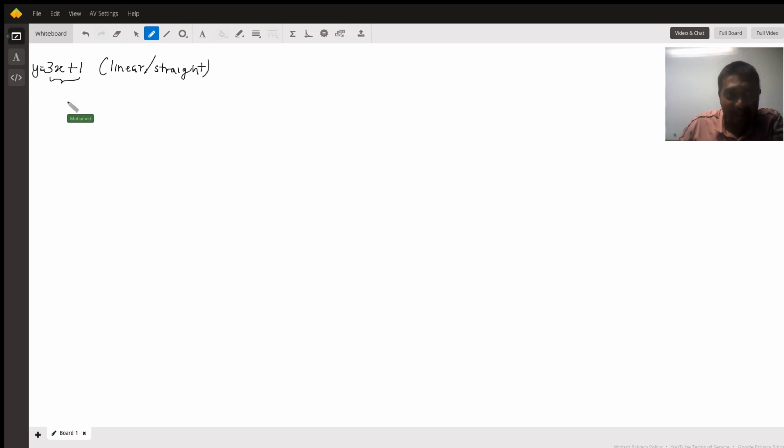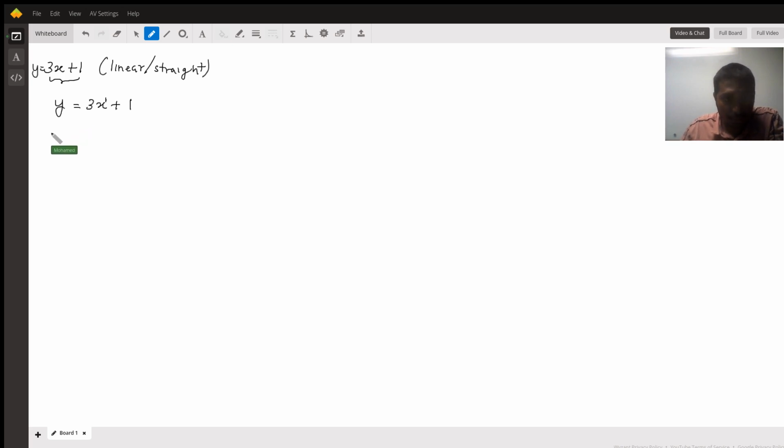Okay, so how do we identify whether it's a linear graph or a curve? When you look at y is equal to 3x plus 1, the maximum power of x is 1. When the maximum power of x is 1, the graph is always a linear graph, and there should not be any other powers of x.